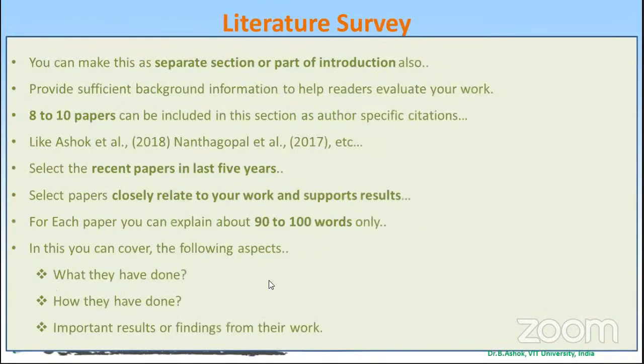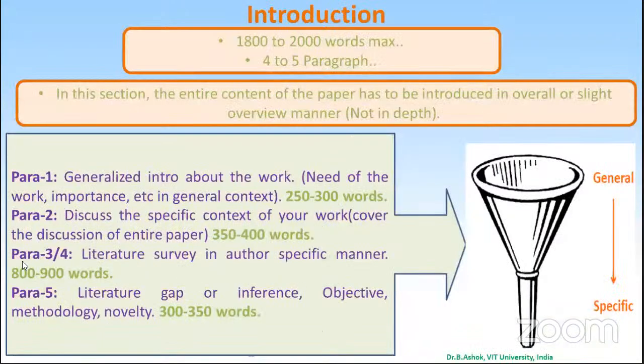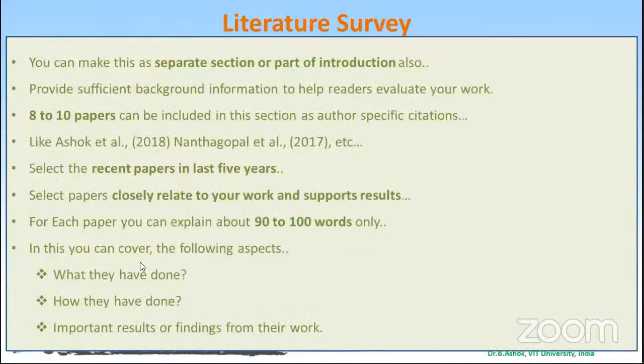So how can you write the literature survey, this author-specific literature survey. In the literature survey, you can make a table also, that is also good. You can use a separate section, or make it part of the introduction. You can use a separate section, like Section 2 as a literature survey. Provide sufficient background information to help the readers evaluate your work.